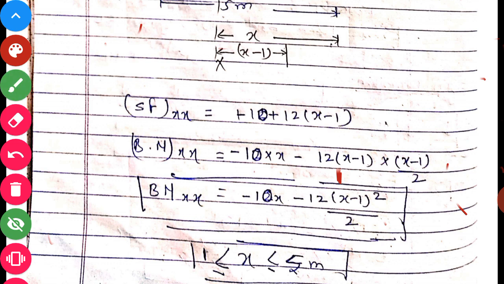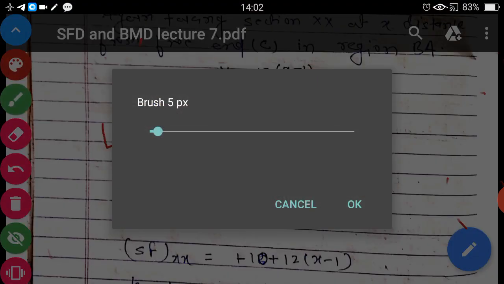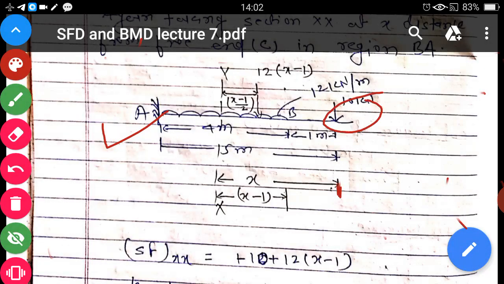The shear force at section X is equal to 10 plus 12 into x minus 1. Because you can see here that the force is 10, and that is also a point load, 12 into x minus 1. And where is it? On the right side of section XX, so 10 plus 12 into x minus 1. I think there's no problem here. After that we calculate the bending moment at section XX, and it is very easy to calculate.